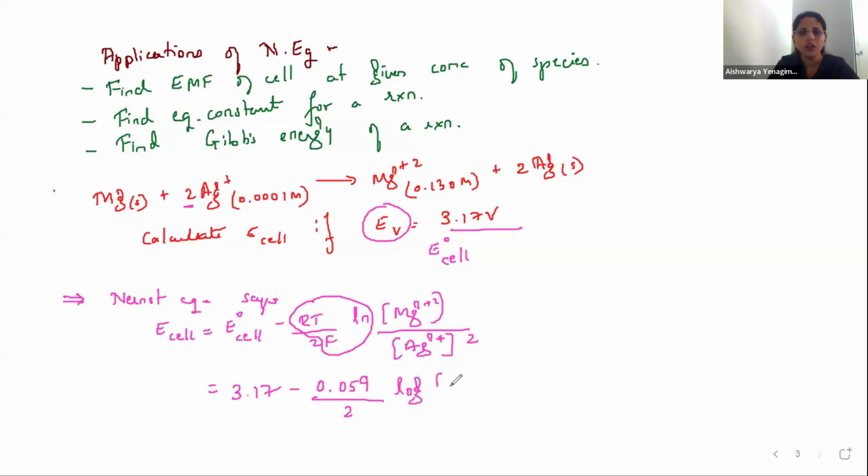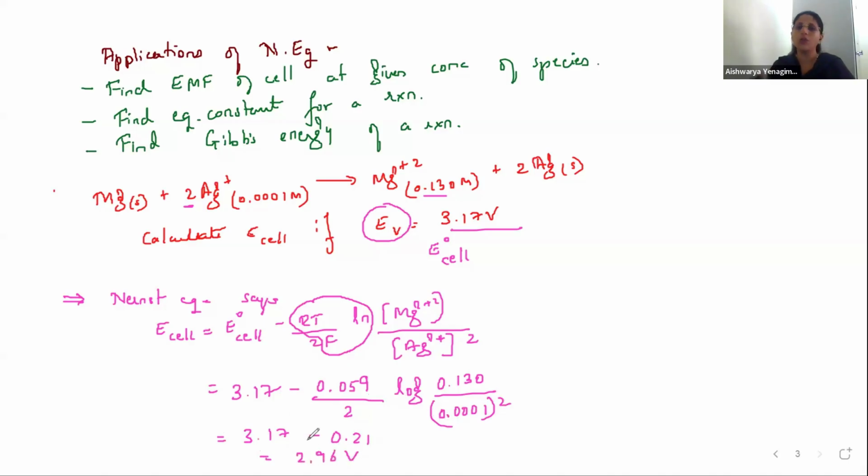How much value is given for the concentration of Mg plus 2? The value is 0.130, divided by the concentration of Ag plus, which is 0.0001, the whole square. So when you solve this out, you will get 3.17 minus the rest. I'll not sit doing that part of the calculation because it is known to you all, so I'll not waste time. Solve this out, you'll get 2.96 volts.